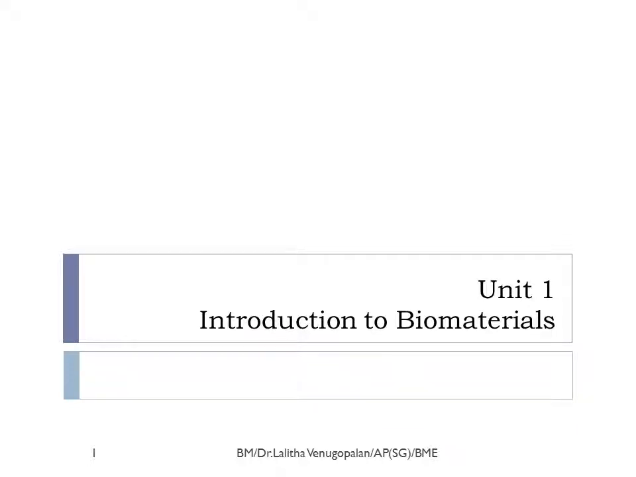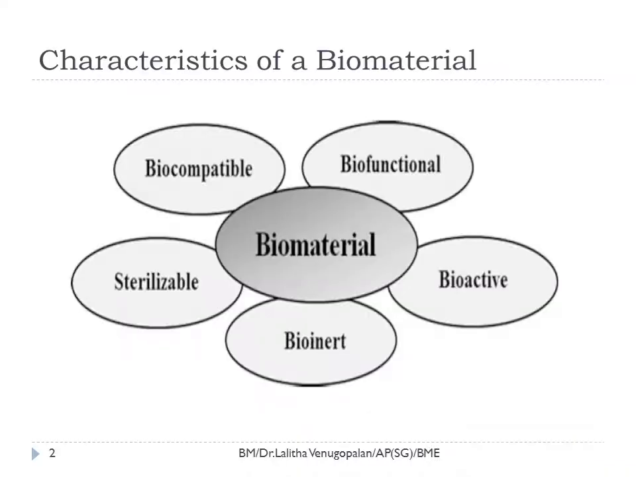Hi class, in the last session, we had a brief introduction about biomaterials. Today, we shall discuss the properties of a biomaterial. For example, what is it that is required for a particular material to become a biomaterial, right? So a biomaterial, like I said in the last video, should be biocompatible, biofunctional, bioactive, bioinert, and sterilizable. All bios.